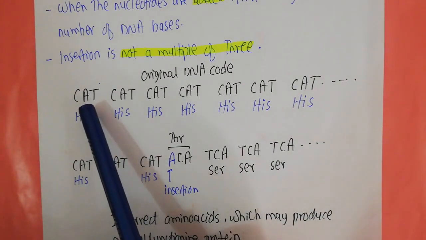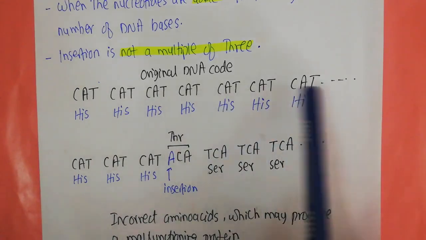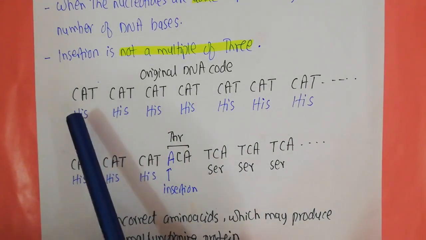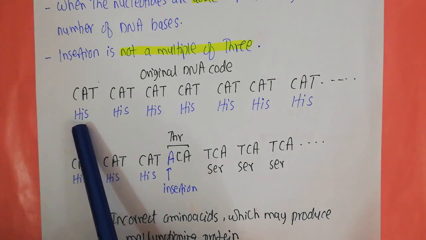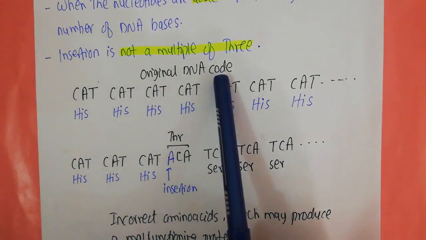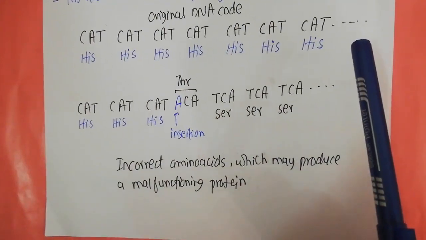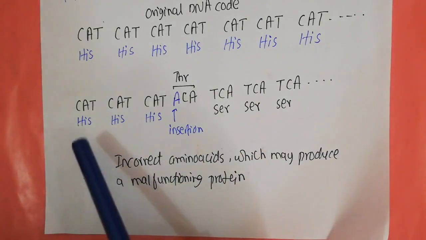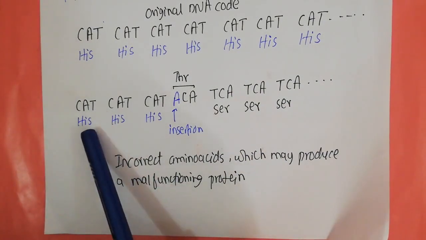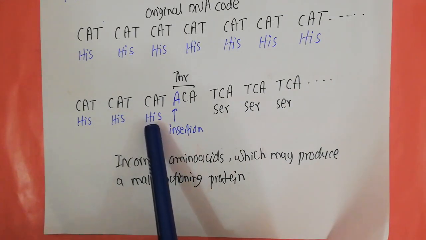Say for example, you have got this sequence, CAT, CAT, CAT, CAT. You have got 7 CATs, for example, and this CAT is coding for the histidine amino acid. So this is the original DNA code. Now, when there is insertion of a nucleotide sequence, for example, you are having this CAT over here, histidine, the CAT over here, the histidine, the CAT over here, the histidine.